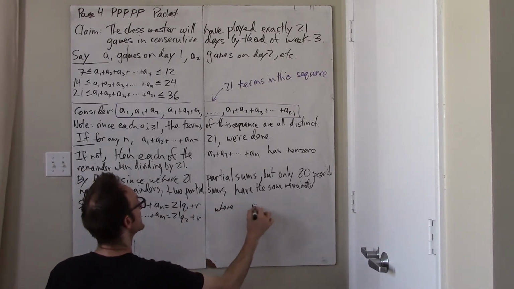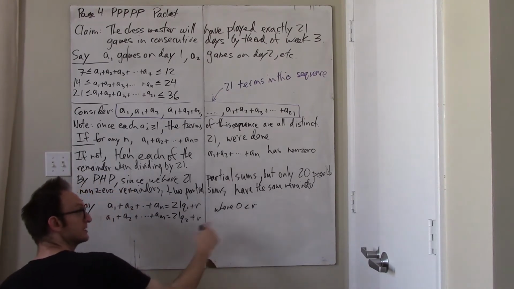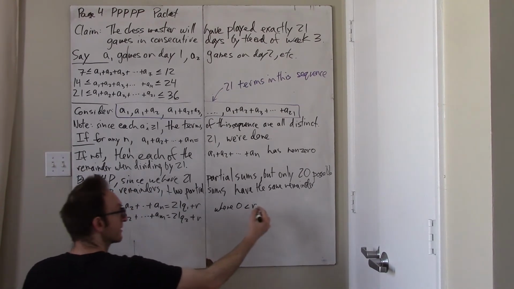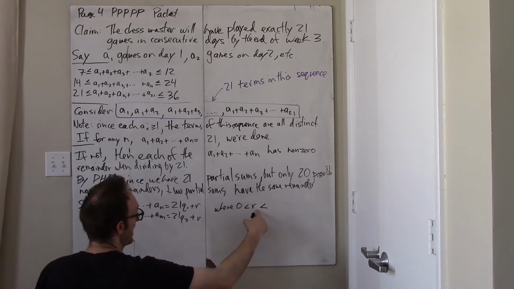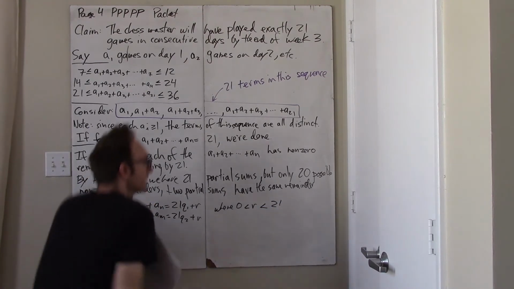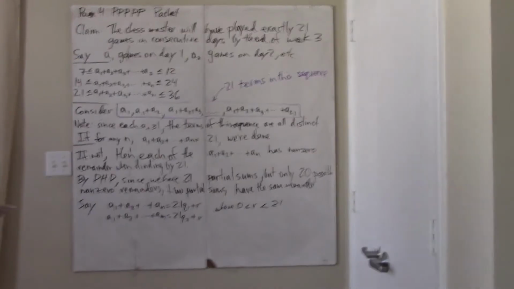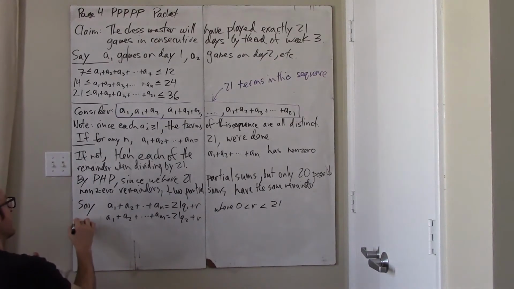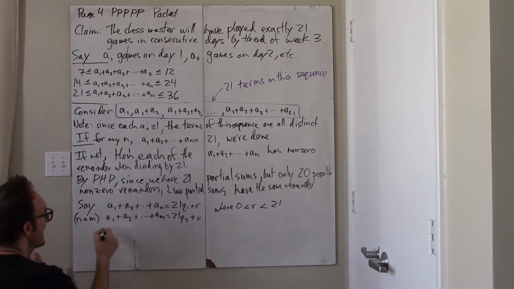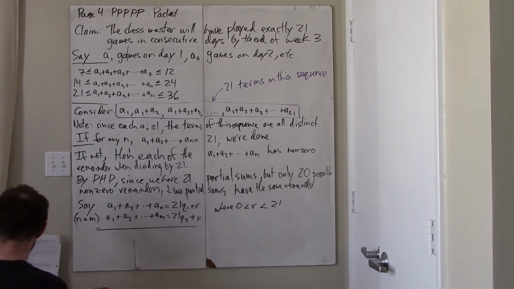where r is in this case, we're assuming that these cumulative sums are not multiples of 21. So in other words, the remainder is non-zero, but of course the remainder has to be less than 21. In other words, we just applied the Euclidean division algorithm to these two partial sums, the sum up to day n and the sum up to day m, where without loss of generality n is less than m. Okay, and now just as with the previous problem, we subtract.